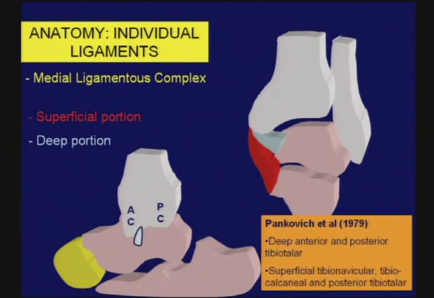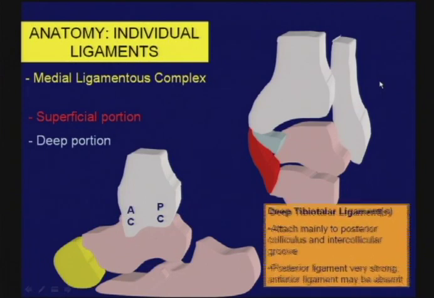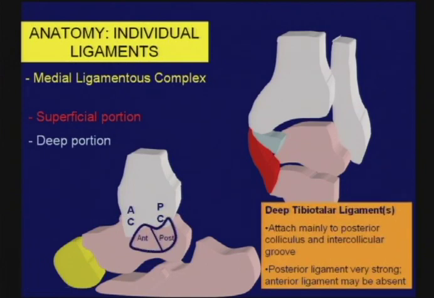Another important investigator, Pankovic, in 1979, had a different take. He and his co-authors indicated there were two deep portions, a deep anterior and a deep posterior, and superficial to them, several of the superficial ligaments were also found. So there is disagreement, but based upon most descriptions, the deep portion of the deltoid ligament is composed mainly or solely of ligaments that run from tibia to talus.